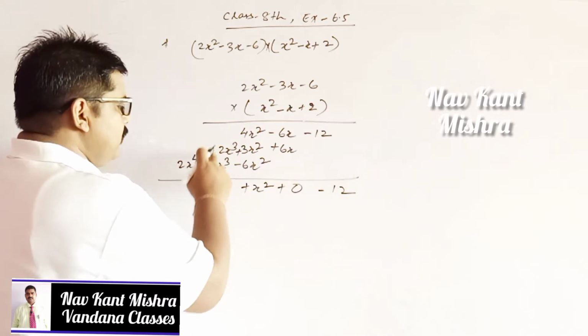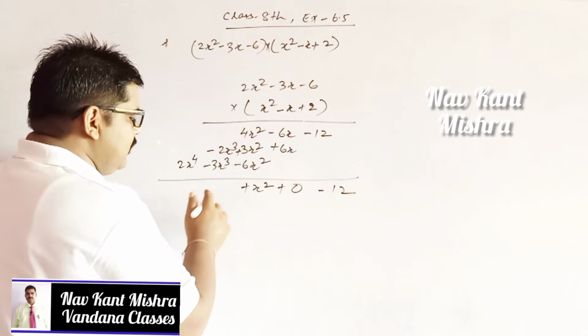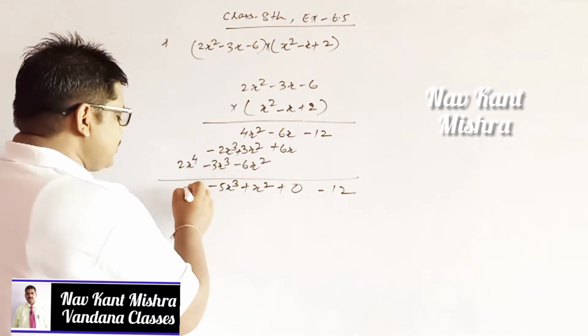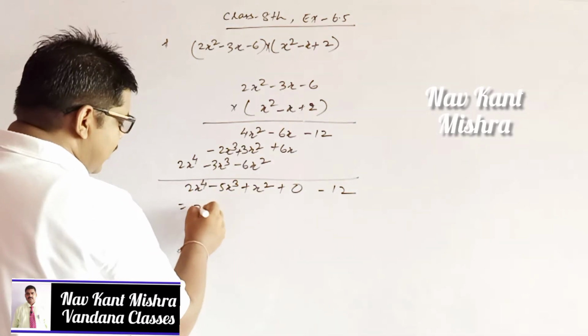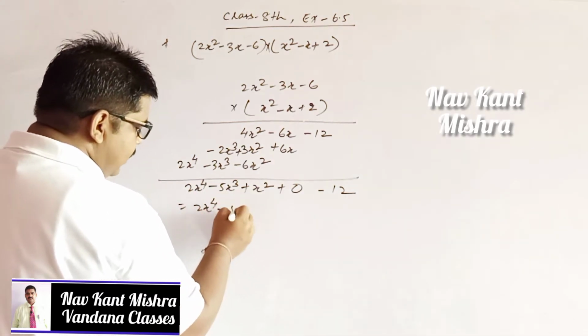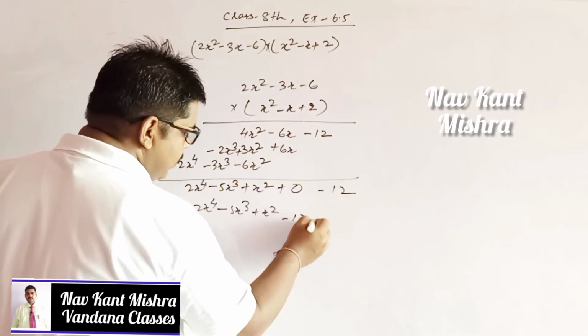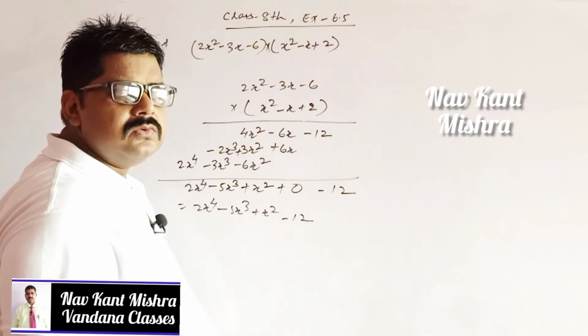In x cube, you can just see that minus 2x cube minus 3x cube can be written as minus 5x cube, and the last one is 2x to the power 4. It can also be written as 2x to the power 4 minus 5x cube plus x squared minus 12, because 0 either you write or you do not write.